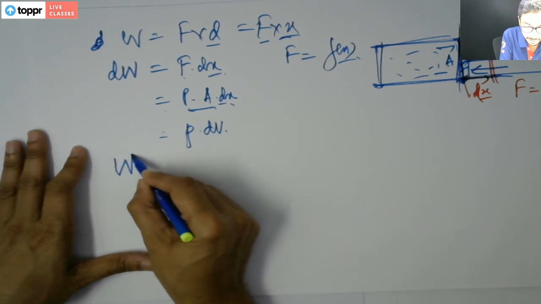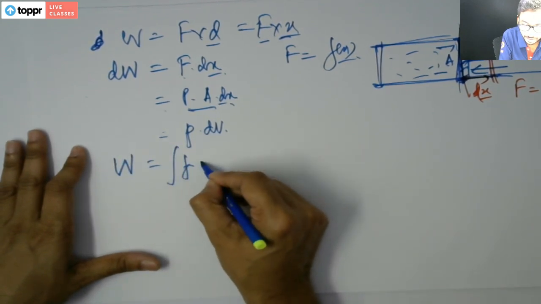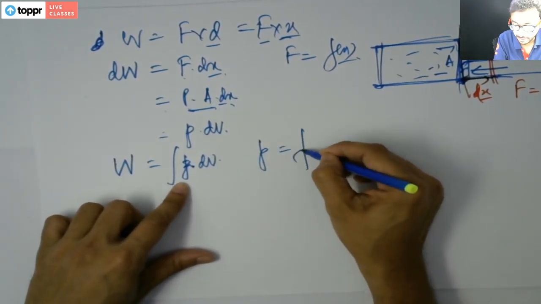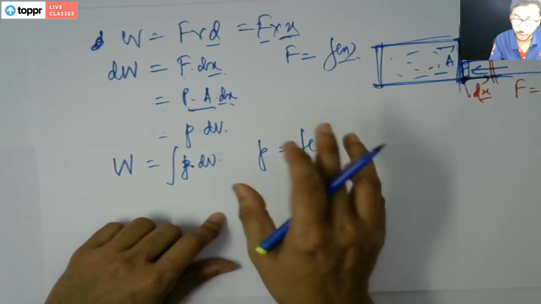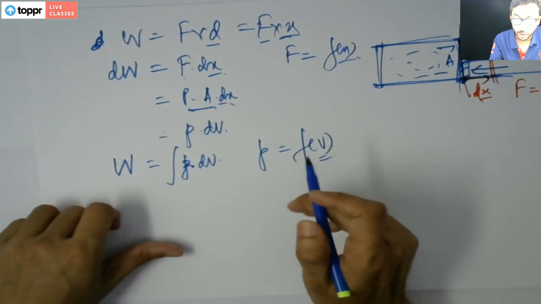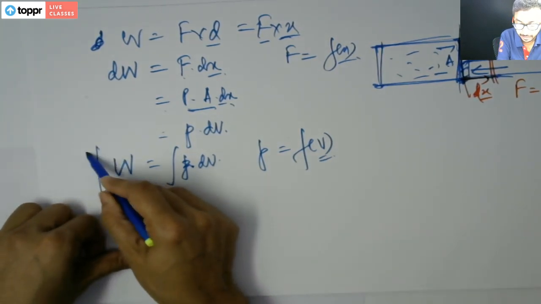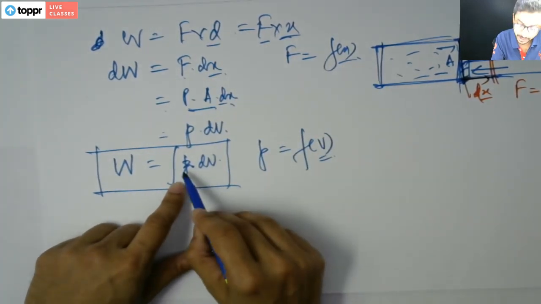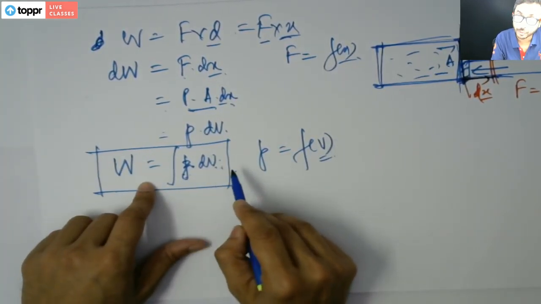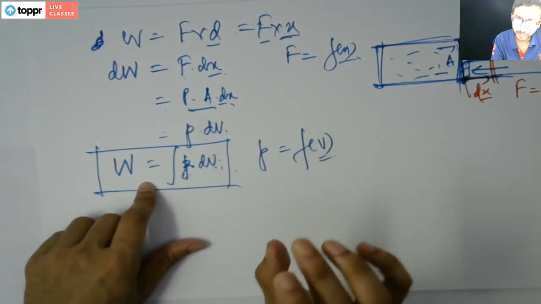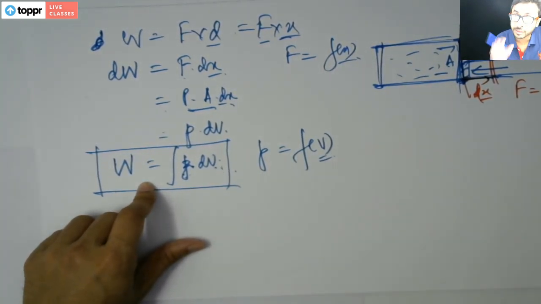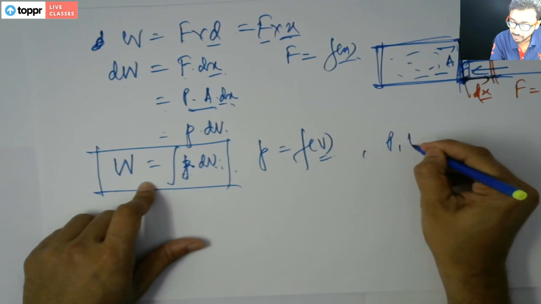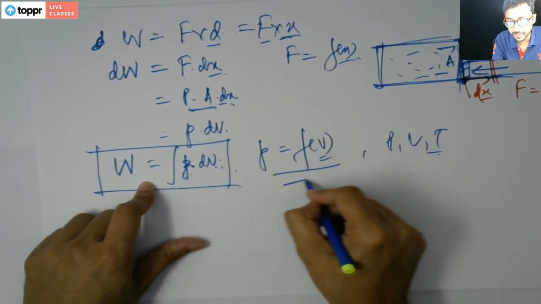So the work done can be written as integration of P dV, where P itself can be a function of the volume. When we talk about the work done in gases or thermodynamical systems, we don't talk about force into displacement. We talk about the relation between pressure and volume, where pressure is a function of the volume. Because to define the state of a gas, the variables are P, V, and T. So we relate these functions.